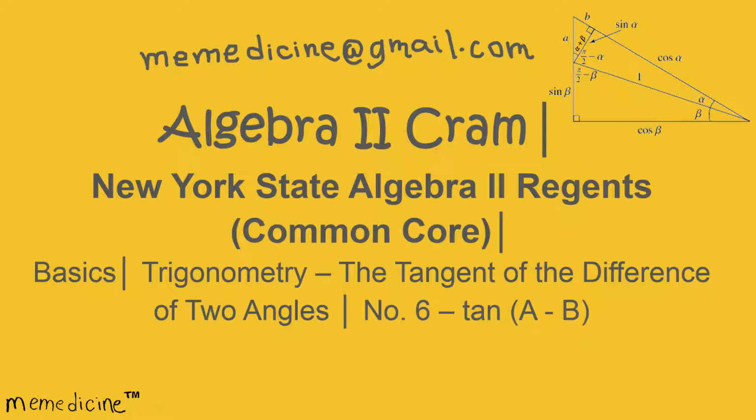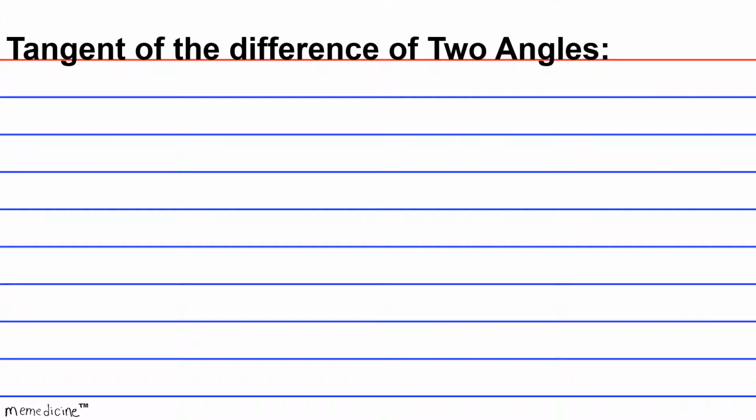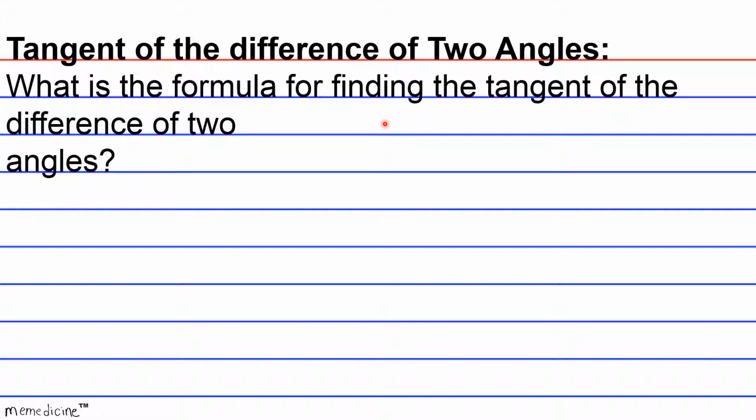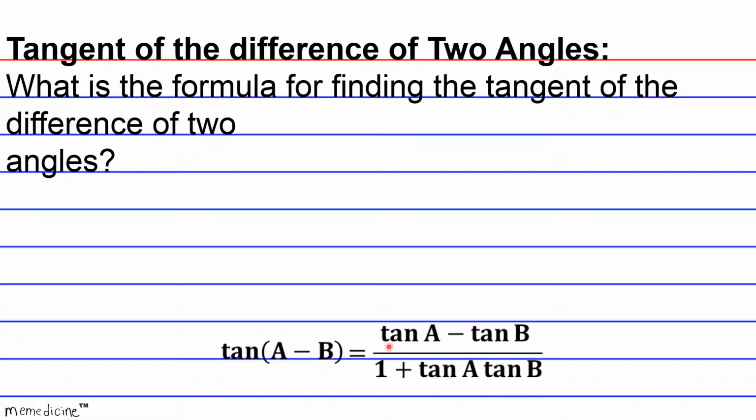All right, let's delve into the concept. Tangent of the difference of two angles. What is the formula for finding the tangent of the difference of two angles? I'll give you a moment to think. This is a hit or miss mental question because it just requires you to download your memory of the formula. All right, hopefully by now you are able to write out your answer, and if not, that's completely fine. It's going to be the tangent of A minus B is equivalent to the tangent of A minus the tangent of B divided by 1 plus the tangent of A times the tangent of B.